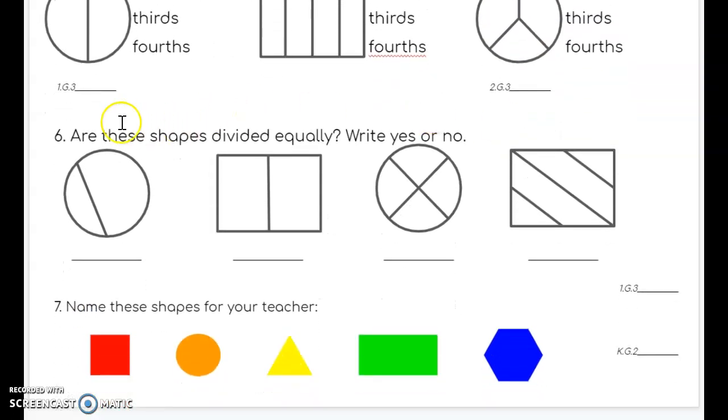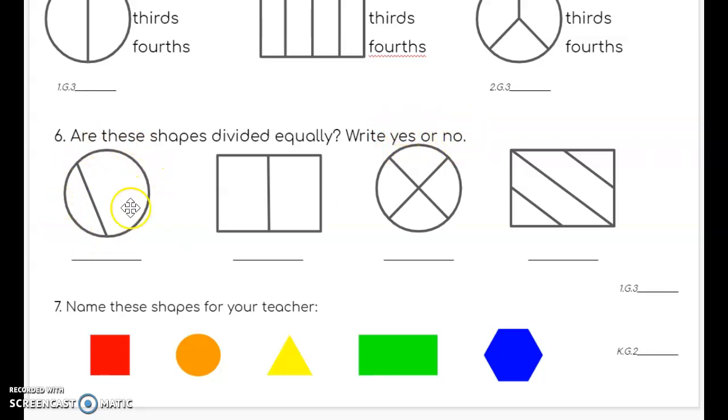All right, moving on to number 6. Remember, if you need more time, please pause and you can rewatch if you want to. Number 6, are these shapes divided equally? Write yes or no. So each shape has a line underneath. You're going to write if it's divided equally, yes, or if it's not divided equally or unequally, you're going to write no. And again, those words are right here. Y-E-S is how you spell yes. N-O is how you spell no.